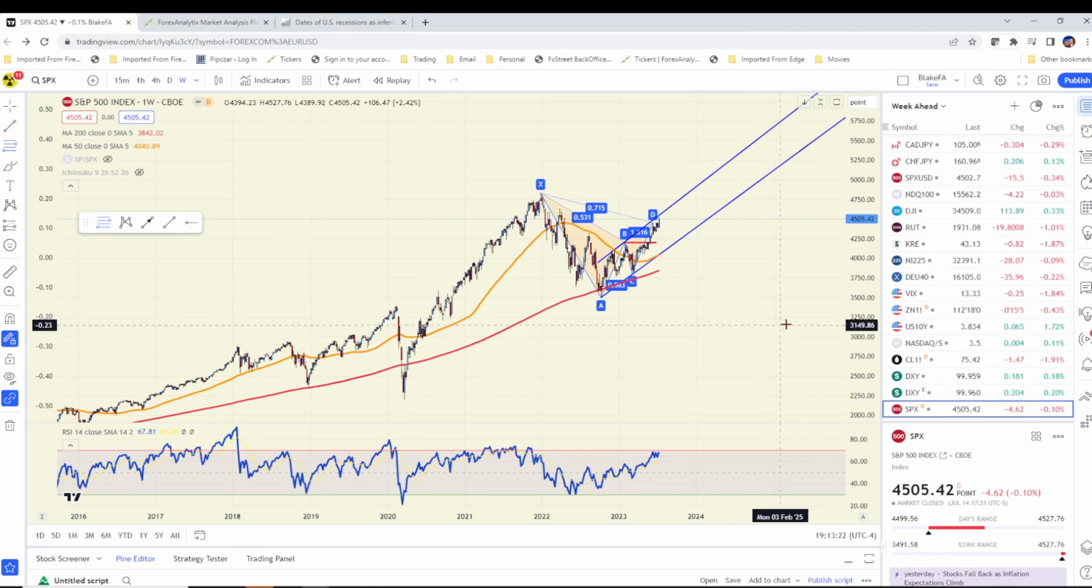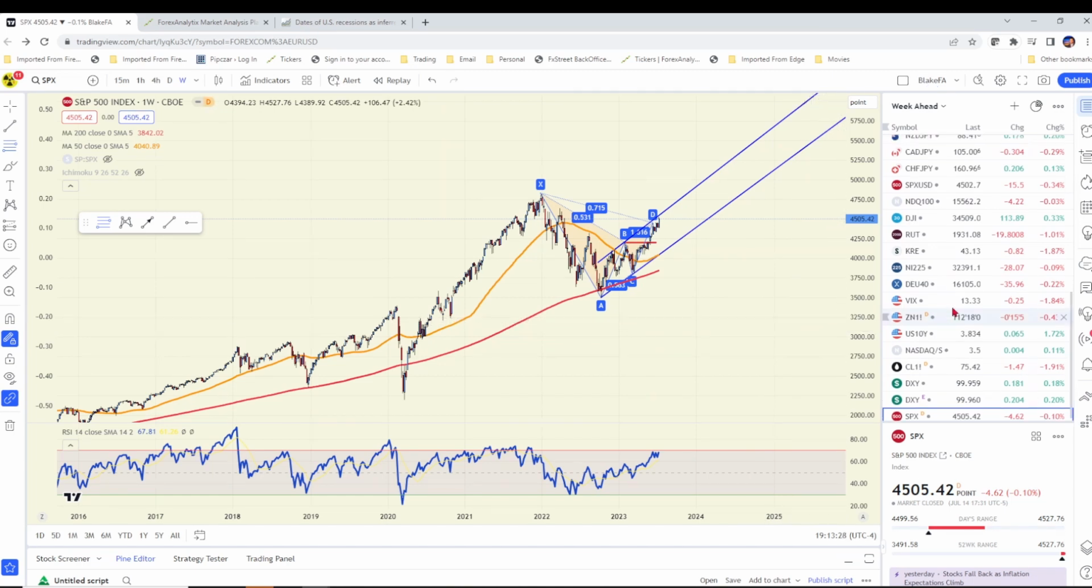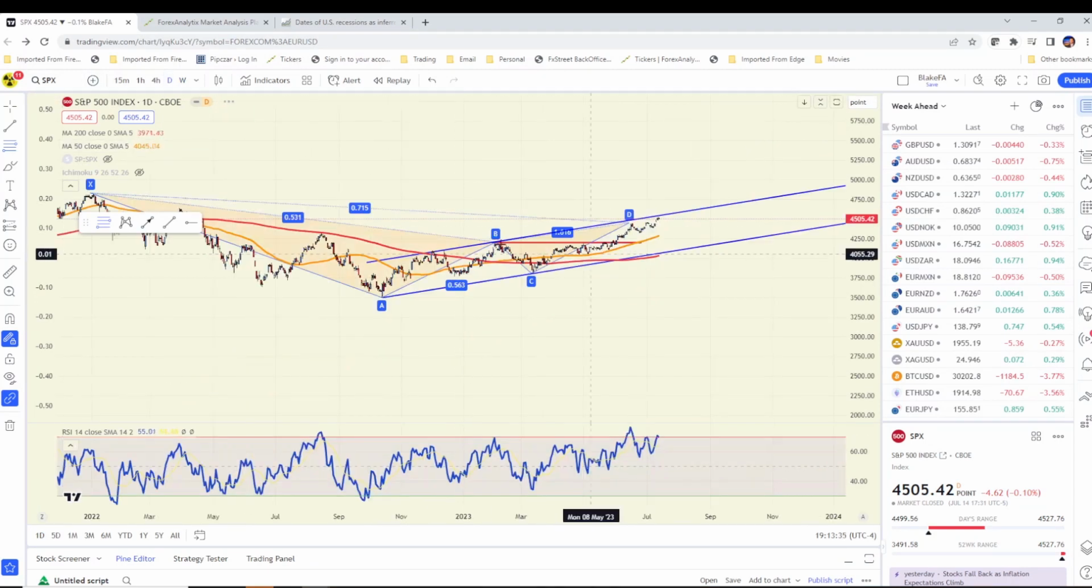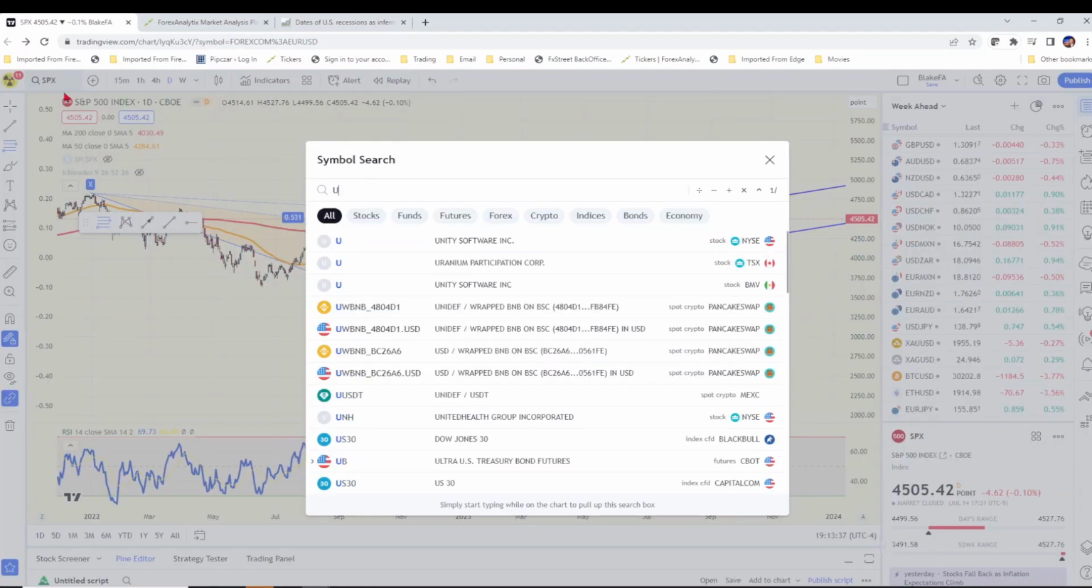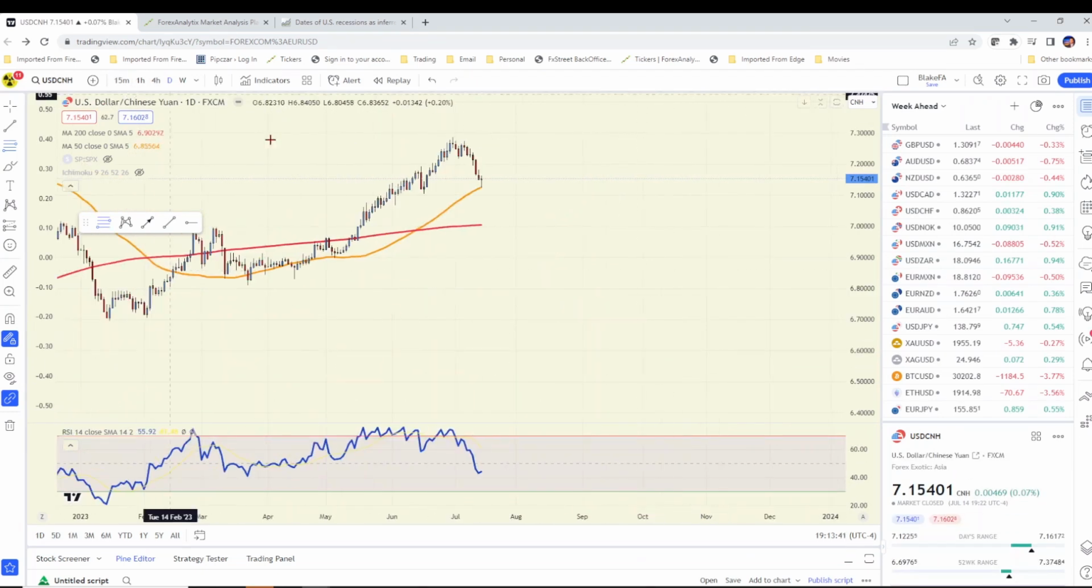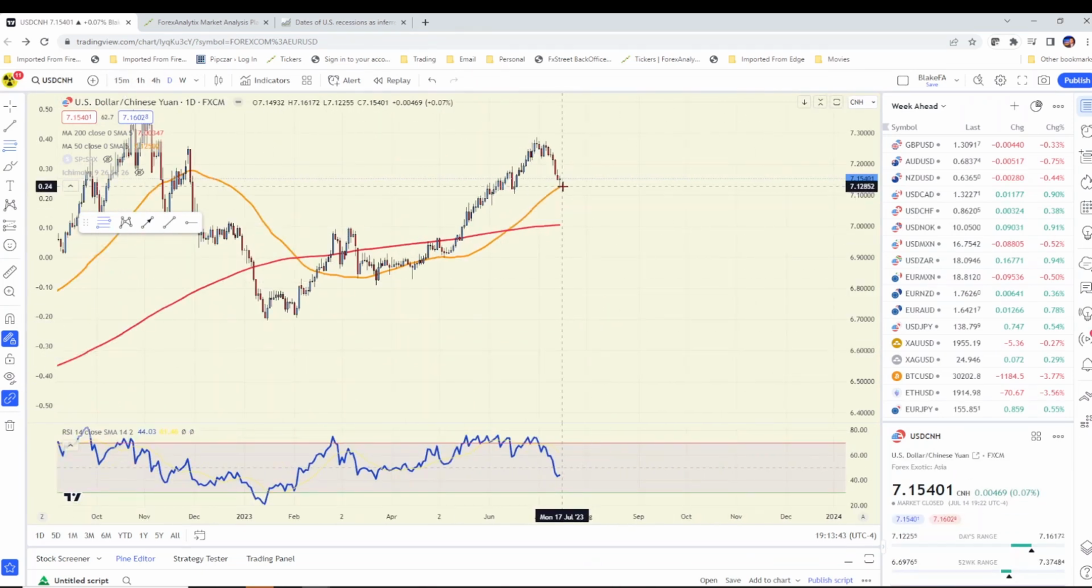All right, look, so one of the things we'll talk about this week is the calendar of events that are happening throughout the course of the week. On Sunday night, we have China GDP. One of the things that I think you probably want to be paying attention to is the US dollar CNH. Let me pull that up really quick. If you look at the US dollar CNH, we've come down to the 50 DMA.